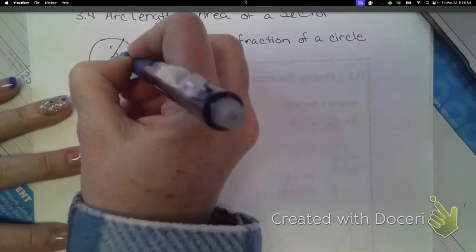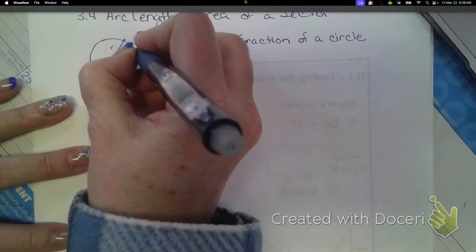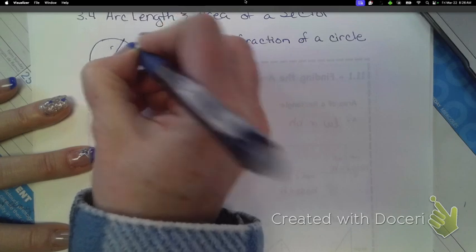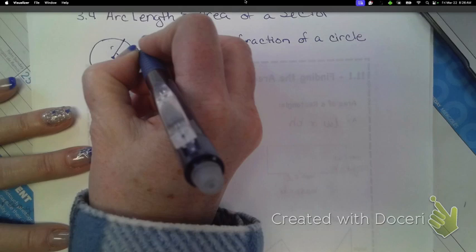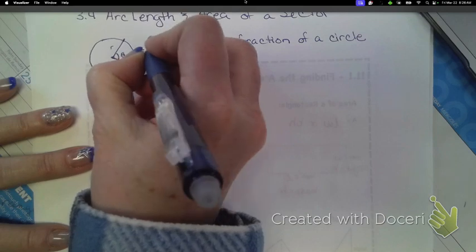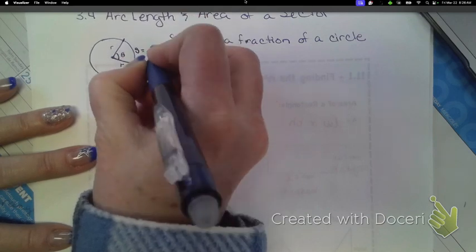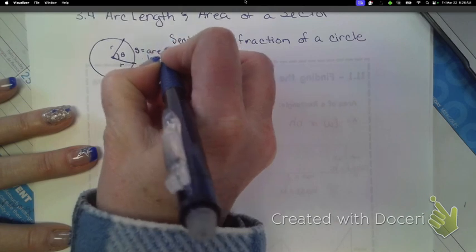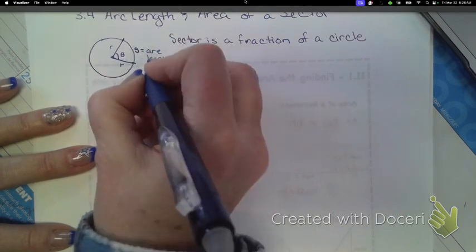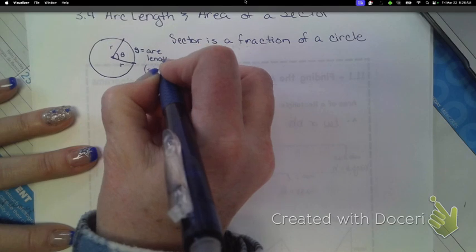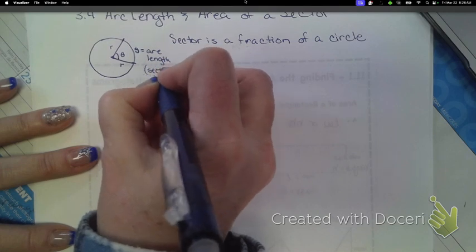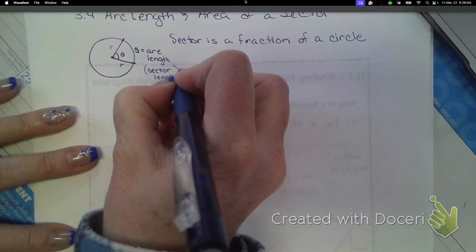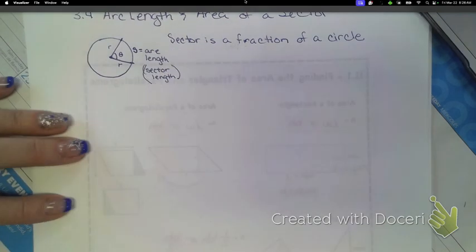And it cuts an arc length, which we call S. It says arc length. You will also hear it called sector length. I think I probably call it sector length more than arc length. So there's 3 pieces to this. There's an S, there's an R, and there's a theta.